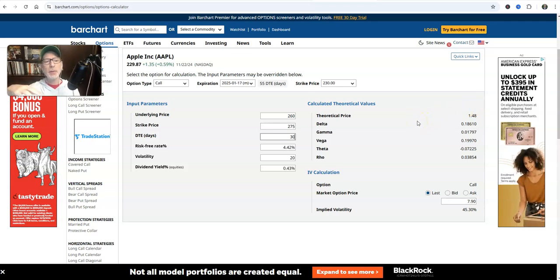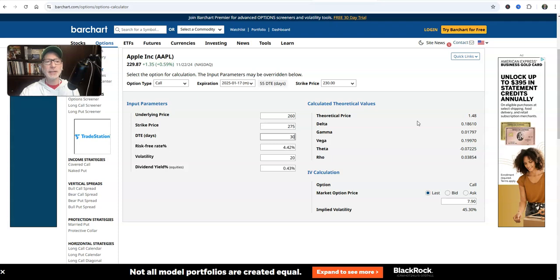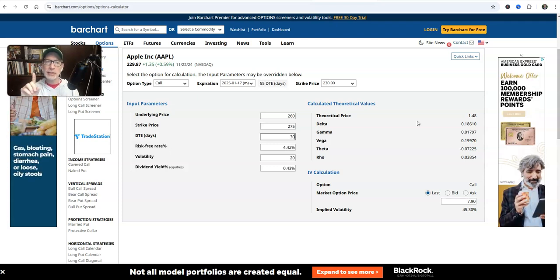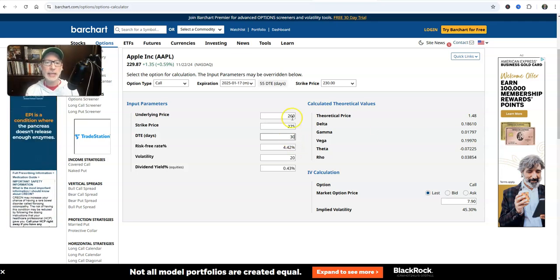So the thing is, if you're buying these out of the money contracts that have a very low delta, the stock really has to go up really far, really fast in order for you to make money. If you hold it until expiration and it doesn't get up to your break even, you're going to lose money.